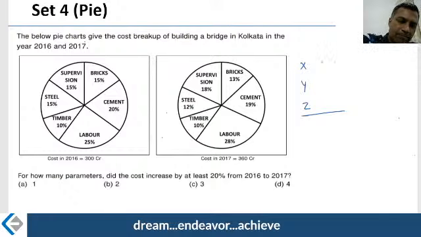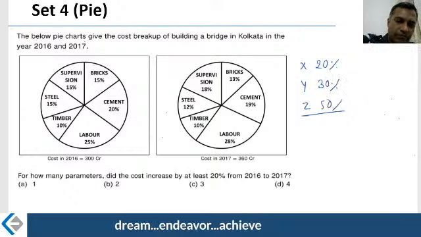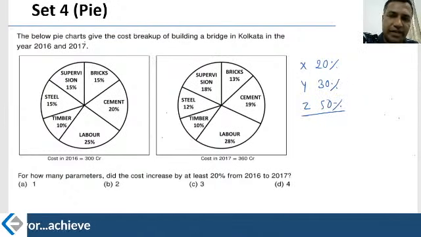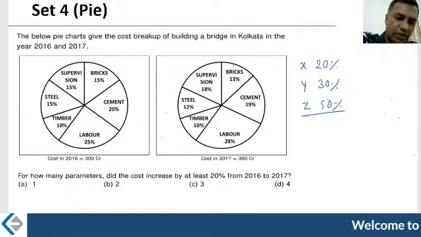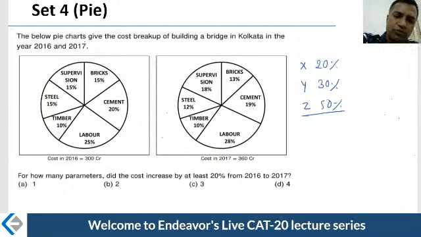X has 20% market share, Y has 30% market share, and the product Z has 50% market share. These are the market shares of these three brands of soap, X, Y, and Z. Let's say this is in year one. Now let me give a number here: this is the year 2000.